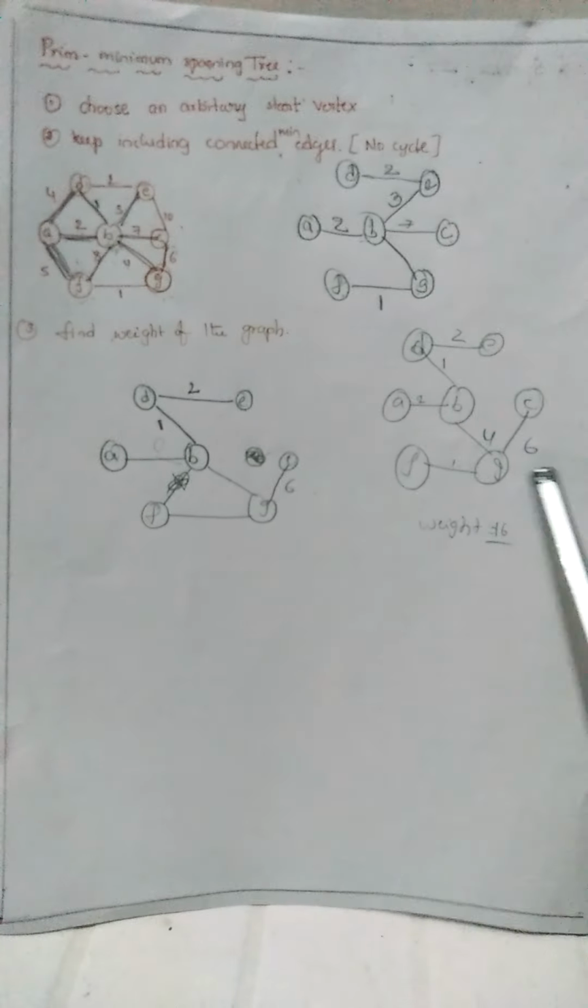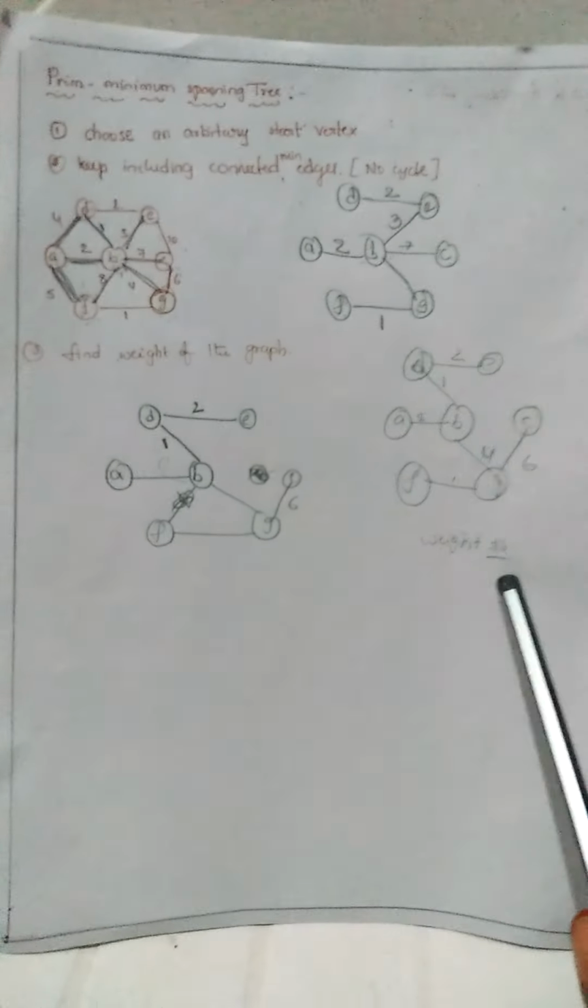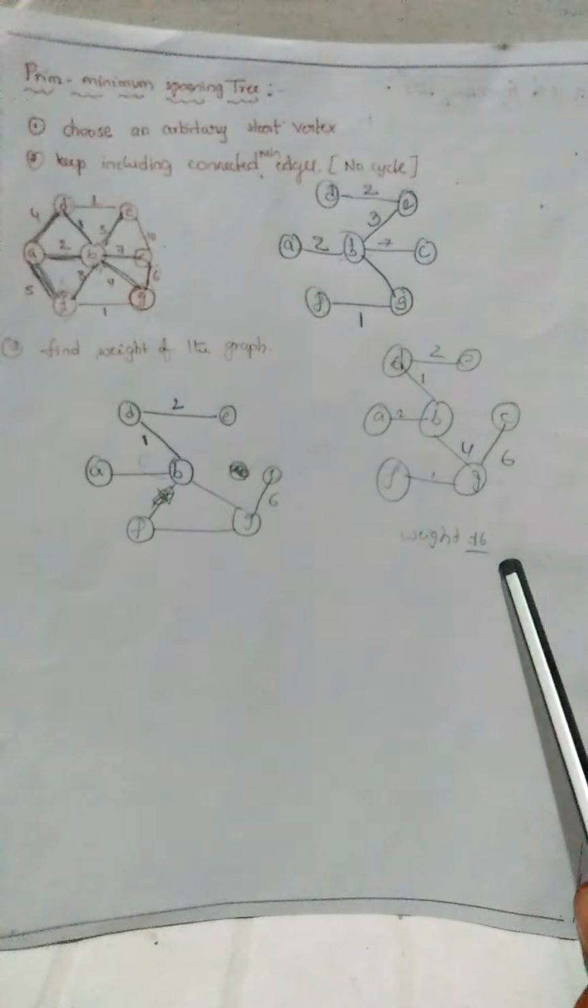Like this we select the minimum cost edges and visit all the nodes, and finally we find the weight of the graph: 2 plus 1, 1 plus 2 plus 4 plus 6 plus 1, that is 16. The weight of the graph is 16. This is the minimum cost tree from Prim's algorithm.